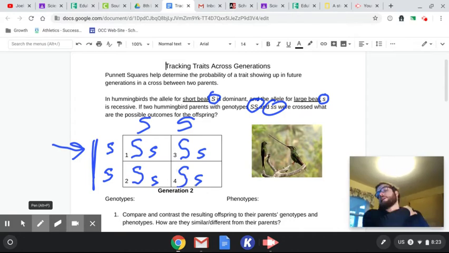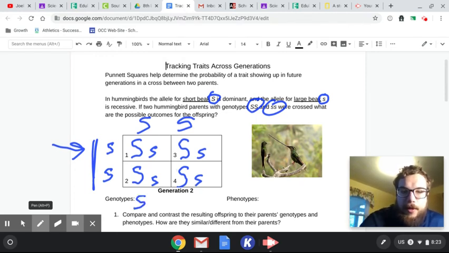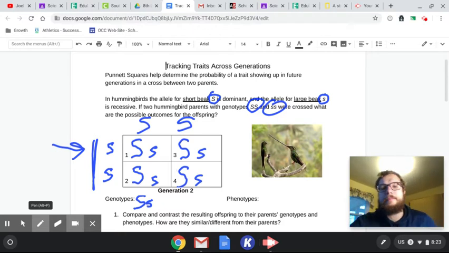There we go. Okay, now you might notice right away, these offspring aren't really diverse. Look at what our genotypes are here, and we'll list those down below. We've got big S, small s for all four of them. So genotype possibilities are kind of lame. You can only get one possible outcome with these two parents, and that would be big S, small s.